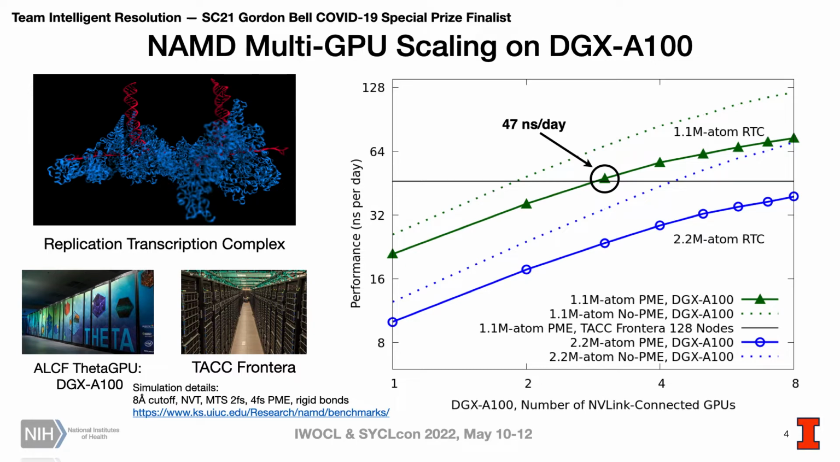The plot shows the strong scaling of the 1.1 million atom RTC system running on up to all 8 GPUs of a DGX-A100. It's interesting to note that for this particular system, we match the performance of 128 nodes of the TACC Frontera supercomputer, simulating at 47 nanoseconds per day while using just 3 GPUs.